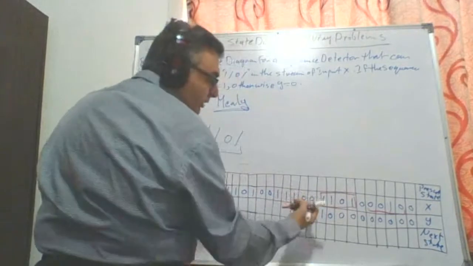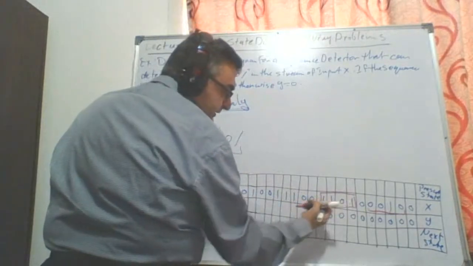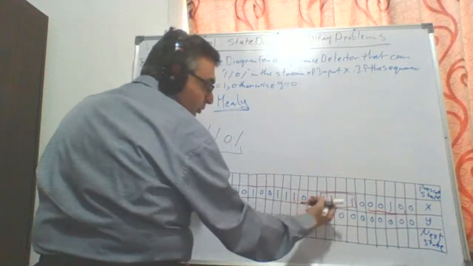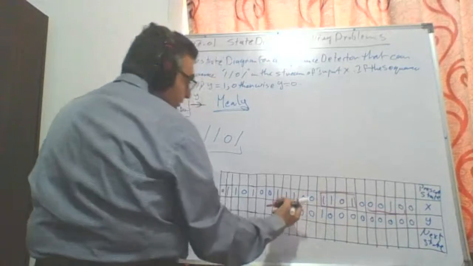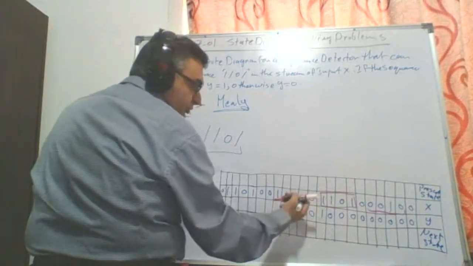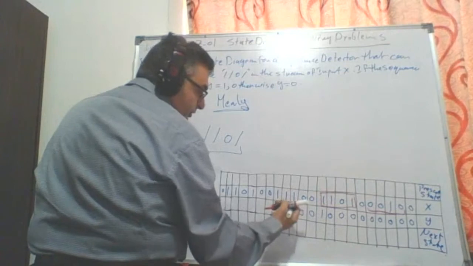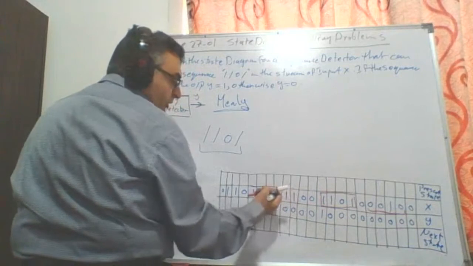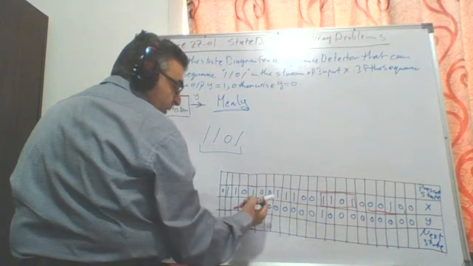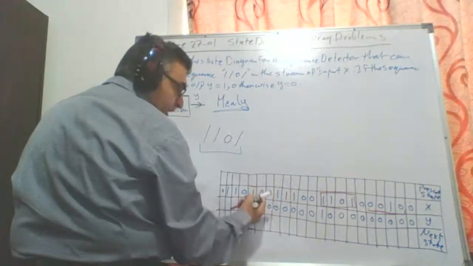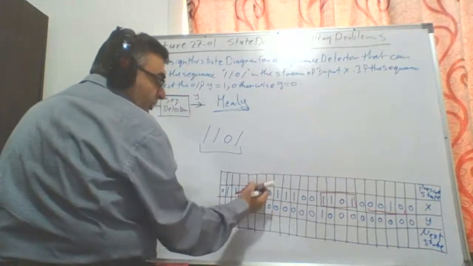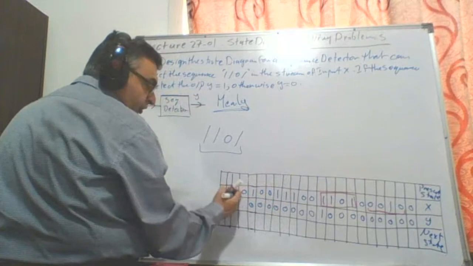Then now at this bit my history is 0 1 1 0, not matching, so 0. 1 1 0 0, not matching. Here 1 0 0 1, not matching, so 0. 0 0 1 1, not matching. Here 0 1 1 1, not matching. 1 1 1 0, not matching, so 0. So here also 1 1 0 0, not matching. Here 1 0 0 1, not matching. 0 0 1 0, not matched.